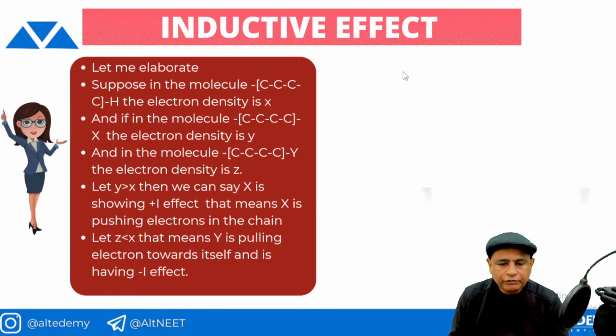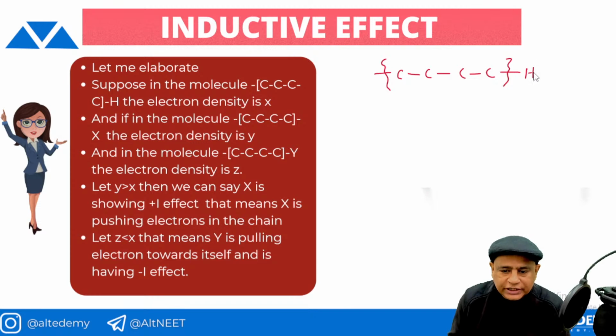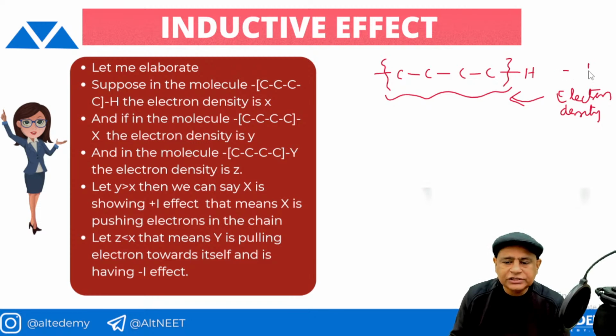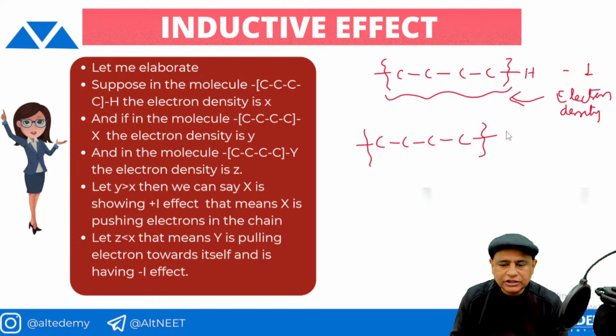Let us suppose we have a carbon chain. Now, here, let us suppose hydrogen is attached. This particular compound will have some amount of electron density. Let us call that this electron density is 1. Let us take the same compound, and instead of H, we put X here. X is also playing some role in creating some kind of electron density. Let us call this density 2.